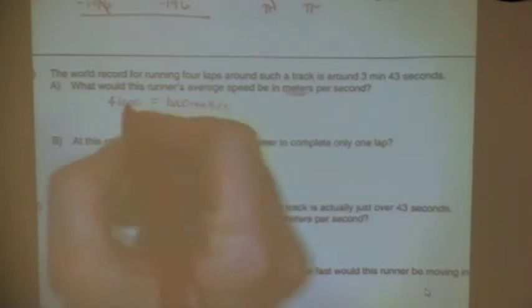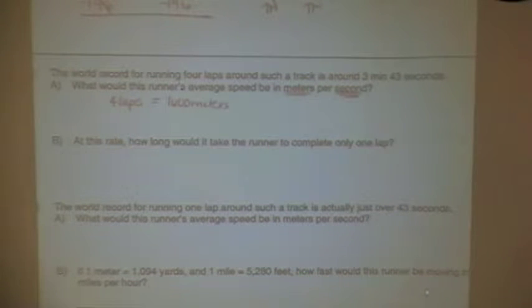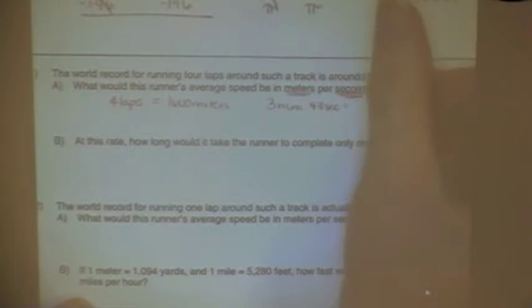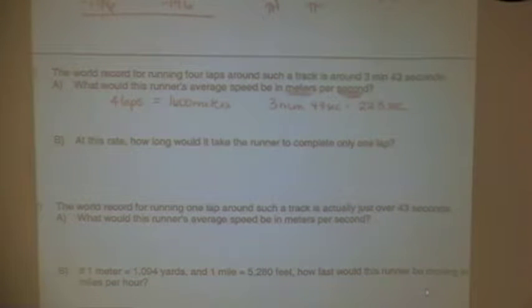And we've got 3 minutes and 43 seconds. We need it all in seconds, and right now I've got it in minutes and seconds. So 3 minutes, 43 seconds is going to be 223 seconds. Now if I want my average speed, all I have to do is put meters over seconds, because it's meters per second.